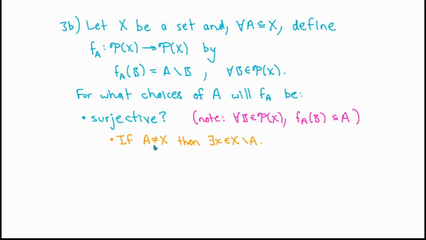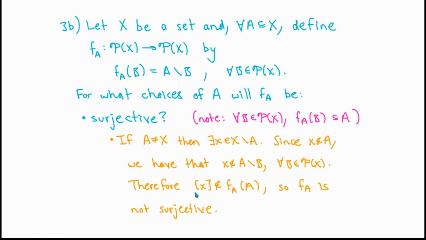To formalize that argument, let's suppose that A is not the whole set X. Well then, we can find an element little x in the set X which is not in the set A. And since x is not in the set A, it means that x is not in A minus B for any B in the domain. Therefore, in particular, the set containing x is not an element of the range of the function f sub A. So if A is not equal to X, then f sub A is not a surjective function.